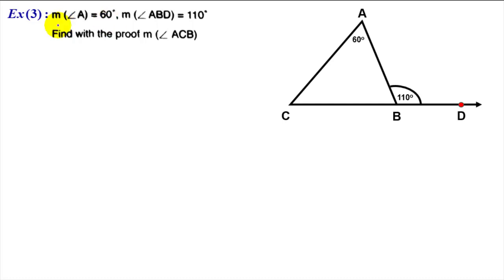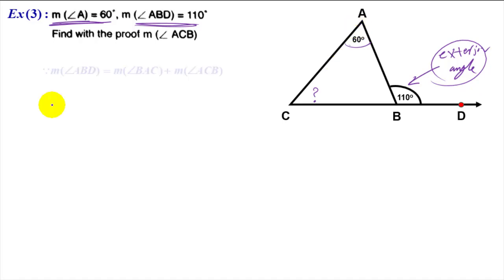عندنا هنا measure of angle A equal 60 degree and measure of angle ABD equal 110. Find with proof measure of angle ACB. محتاجين نجيب الأنجل دي بكام. طيب احنا لسه قايلين في معلومة إن الأنجل اللي بره دي عبارة عن exterior angle، والإكستيريور أنجل دي احنا اتفقنا equal التو أنجل inside triangle النون adjacent البعيد عنها. يبقى عندنا هنا measure of angle ABD اللي هي الإكستيريور equal measure of angle A plus measure of angle C because it's an exterior angle.